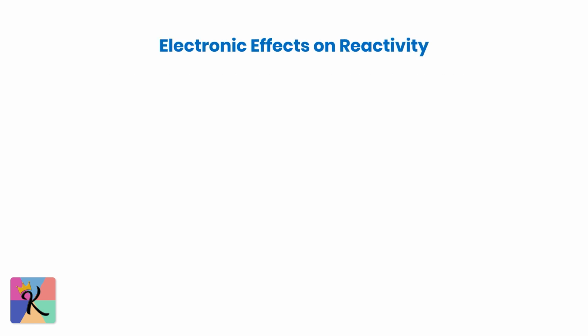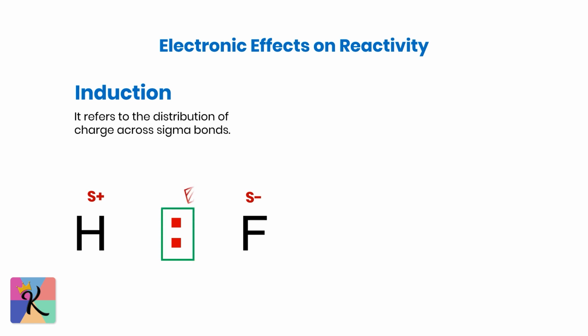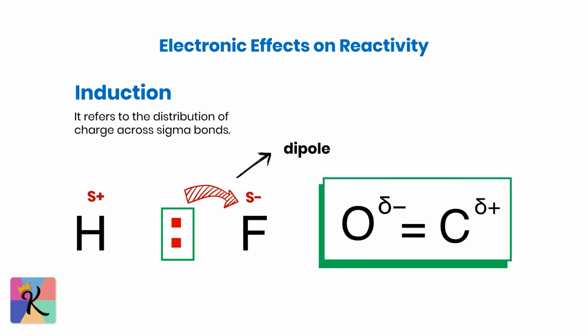Now let's dive into electronic effects. One such effect is induction, which refers to the distribution of charge across sigma bonds. In molecules, electrons are drawn toward more electronegative atoms, creating a dipole. This is why carbonyl groups have a partial positive charge on the carbon, making them susceptible to nucleophilic attack.